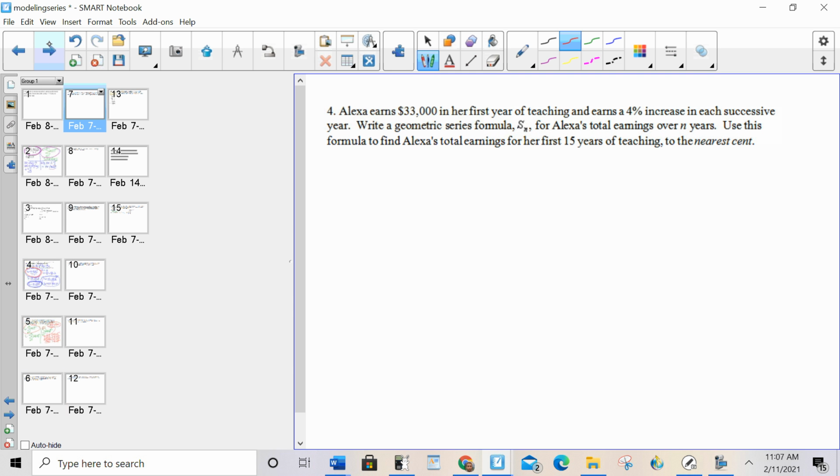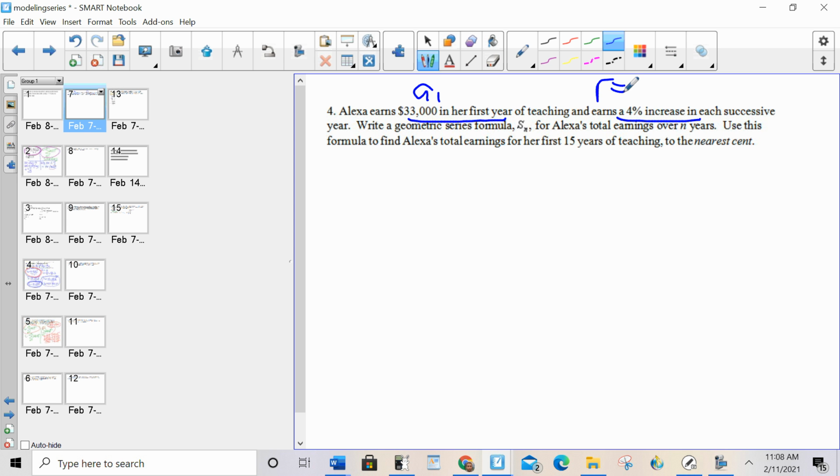Let's do number 4. This was on the Regents. It's actually on the first ever Common Core Algebra 2 Regents. I think it is a very, very simple, straightforward 4-point question. So let's go through it. Alexa earns $33,000 in her first year of teaching. A1. Earns a 4% increase. So you tell me right now, think about it for like 10 seconds, what is R going to be?